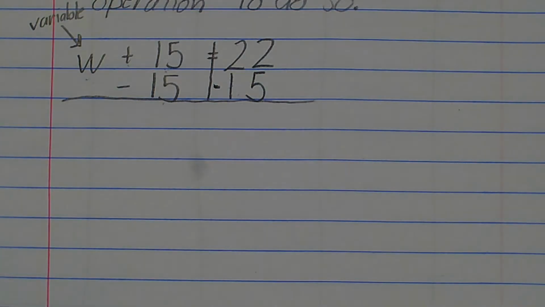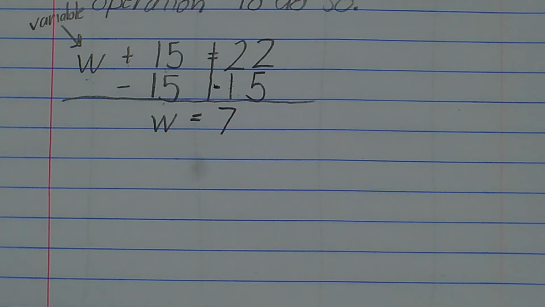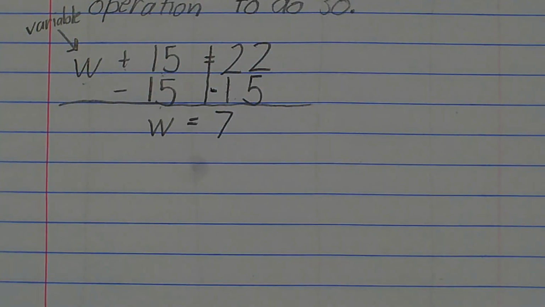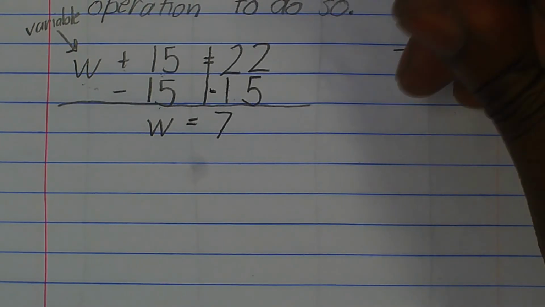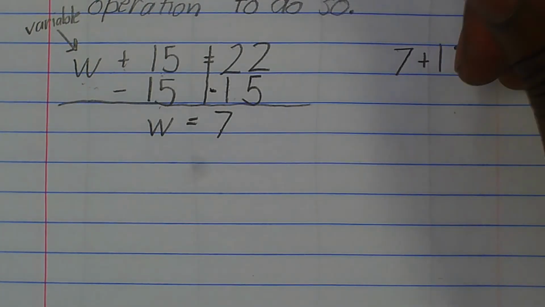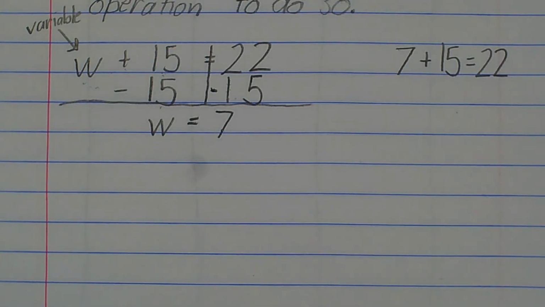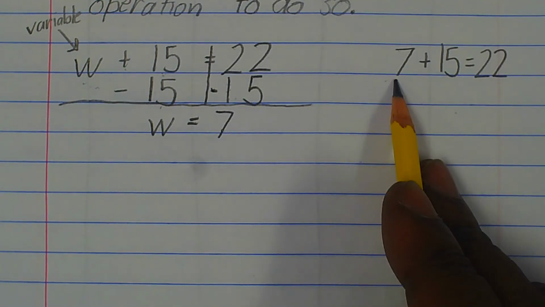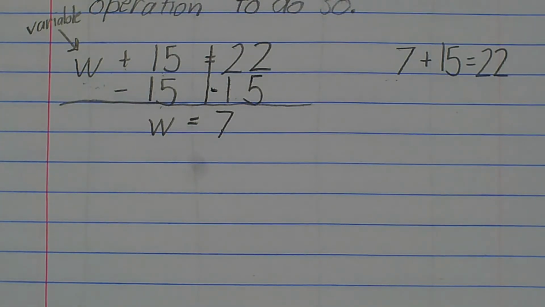Okay? So now here I'm left with W on the left side, and once I subtract, that's going to give us 7. W equals 7. And the way that we can check is substitute 7 for W. So if I write 7 plus 15, that's going to equal 22, because 7 equals the W, okay? All right. Let's look at another example.